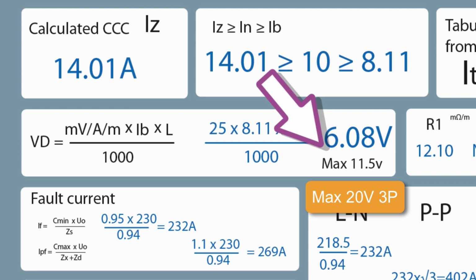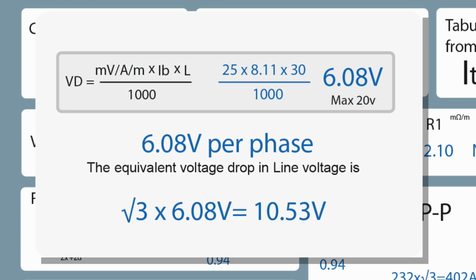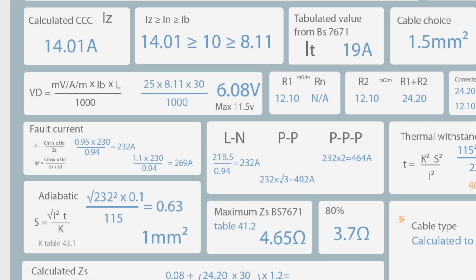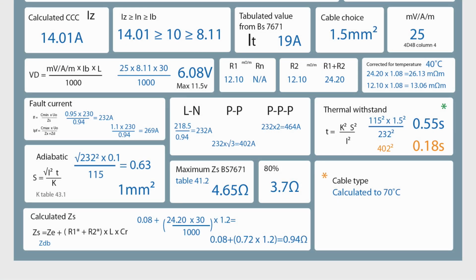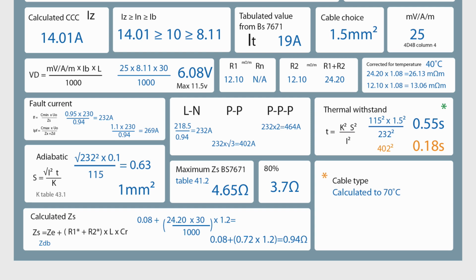Maximum volt drop for 3 phases is 20 volts, so volt drop on this circuit is good. The equivalent voltage drop in line voltage is square root of 3 times 6.08, which is 10.53 volts. If the 3-phase circuit is not a balanced load, I reckon each phase should be calculated as a single phase circuit. What we need to start thinking about now is our adiabatic and our thermal withstand calculations, making sure our CPC is correctly sized, and also making sure our live conductors are suitably sized.